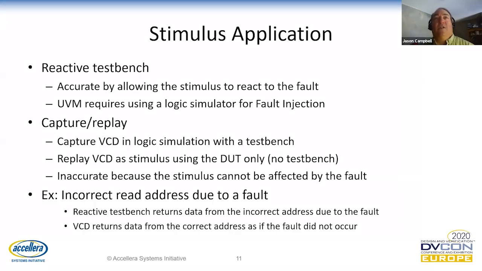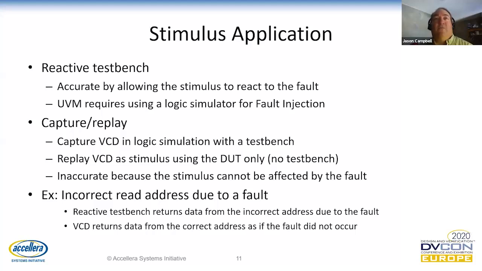So we're going to have an incorrect address, a read, due to a fault. If we have a reactive test bench, that will react. Let's suppose that the correct address is 123, and then we introduce the fault, and then that address becomes 323. When we have a reactive test bench, it'll correctly read the data from address 323 because it never sees the 123, gives that data back to the simulator, and then you get an accurate result.